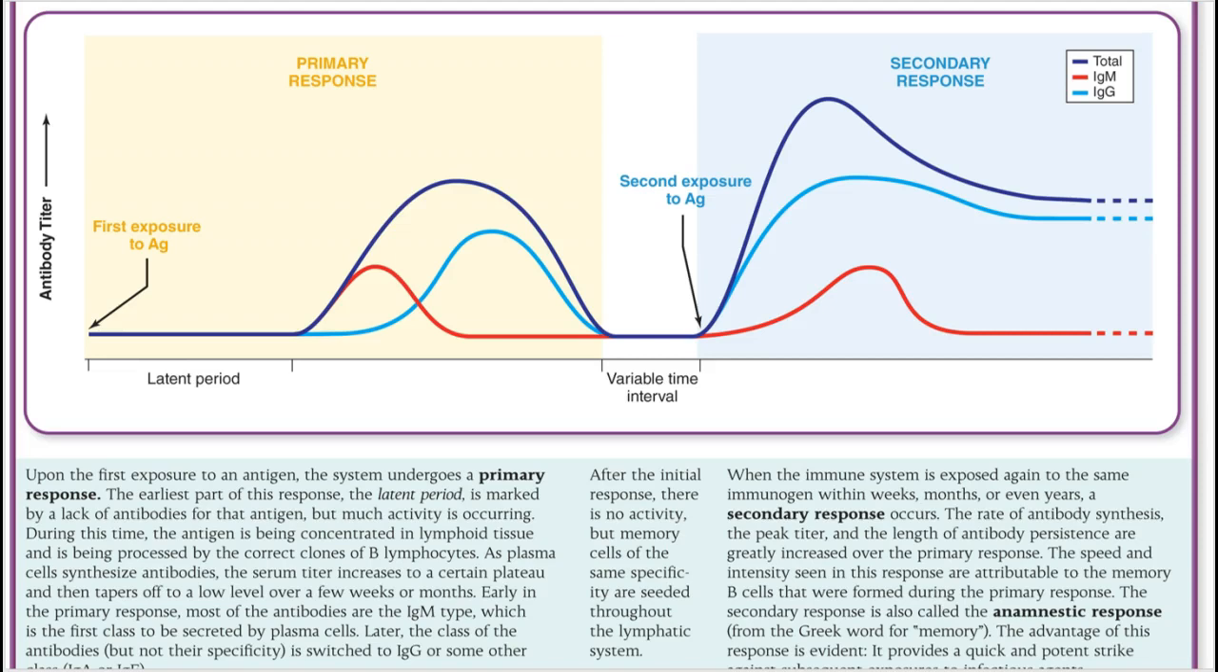So you can see that there is no latent period. Antibody production is almost immediate once the antigen is recognized. You can also see that we have more IgG produced overall in the secondary response, and the antibody titer is going to be significantly more in the secondary response than in the primary response.